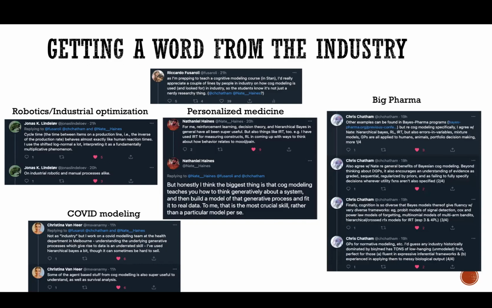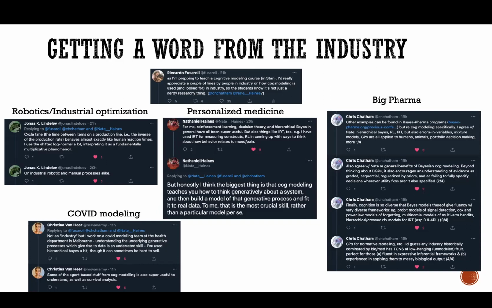And the last one is Chris Chatham, who used to be a cognitive neuroscientist, then became a research scientist at Roche, then became one of the big administrative people, and now he has started his own startup. It says, I like what everybody else has said, but other examples can be found in the specific conference program.